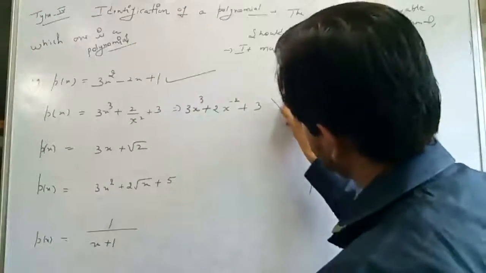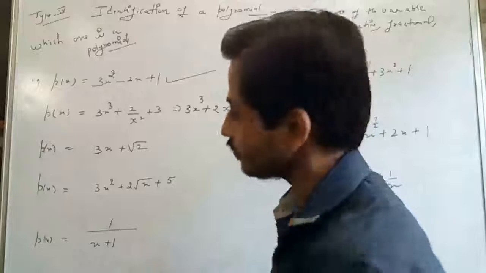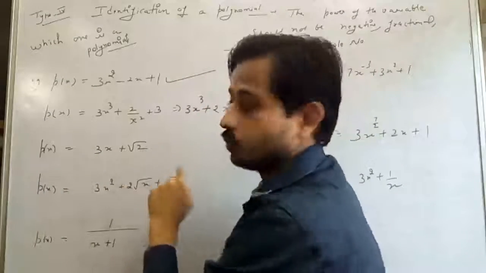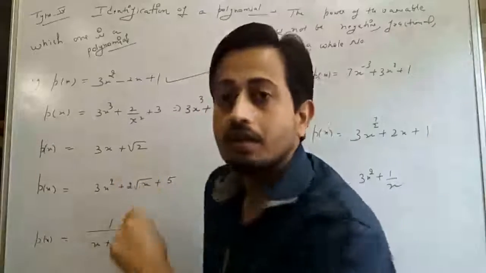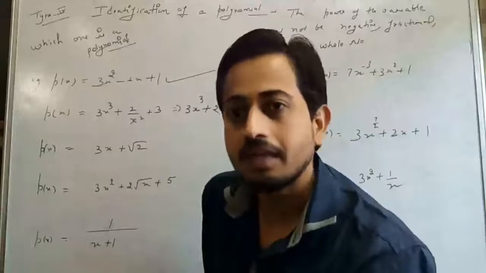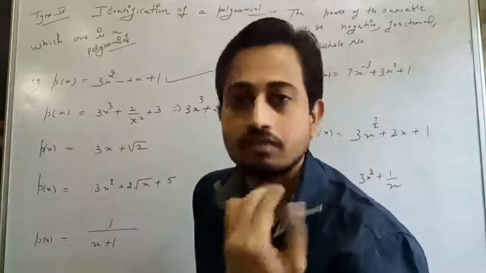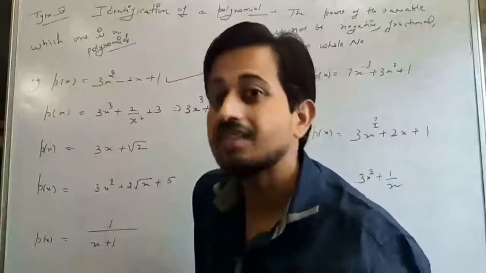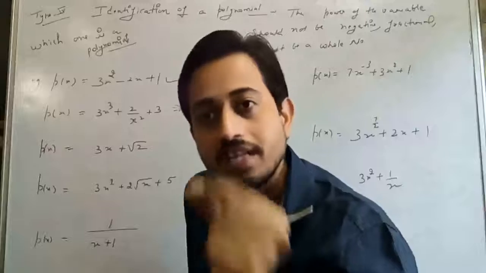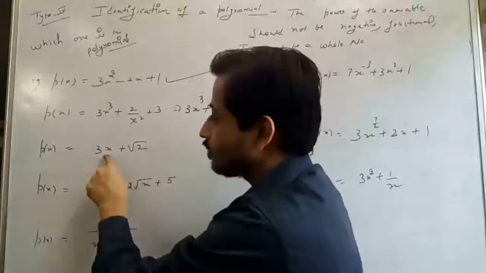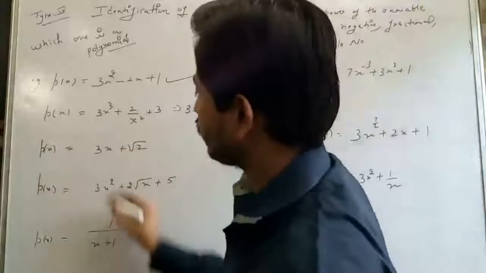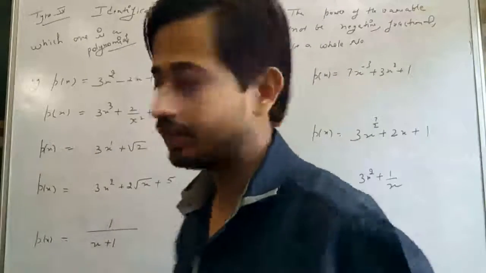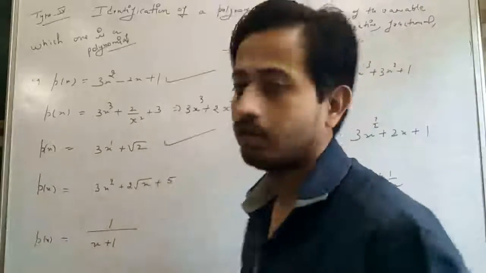So you cross this. The third one is 3 into x plus root 2. Please note here, root 2 is a number, not a variable. So it may be a square root or fractional, or it may be negative. It does not matter. What is important is to look at the variable's power. Here the variable is x, and the power of x is 1. It means positive, and 1 is a whole number. It means this is your polynomial.